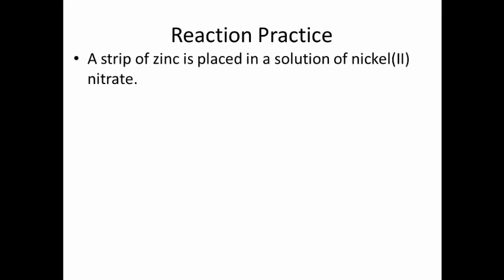A strip of zinc is placed in a solution of nickel(II) nitrate. So you have a pure substance going into a compound. So this is going to be what we used to call a single replacement reaction, but now this is a redox reaction, because the zinc is going to lose electrons and the nickel is going to gain them.